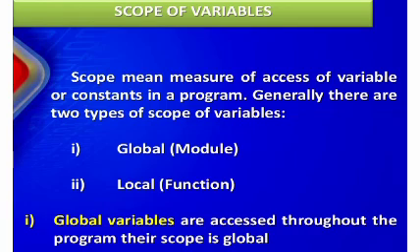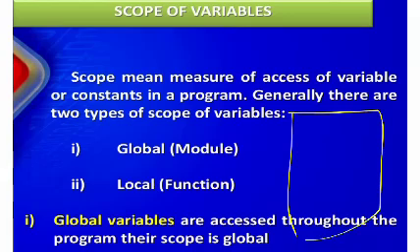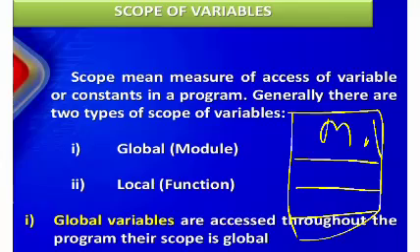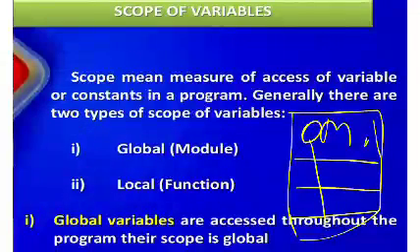Second, a local variable is one that is defined inside a function. Here two boundaries are created. Number first, the module contains function 1, function 2, function 3, and a variable defined at module level will be accessible inside the entire module.